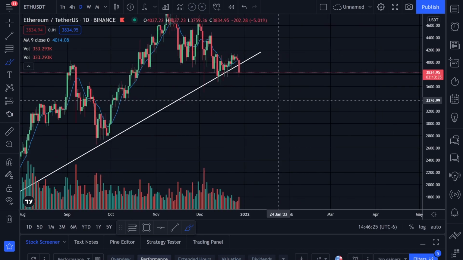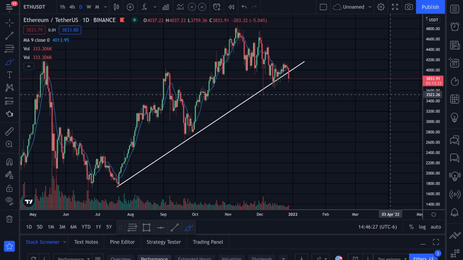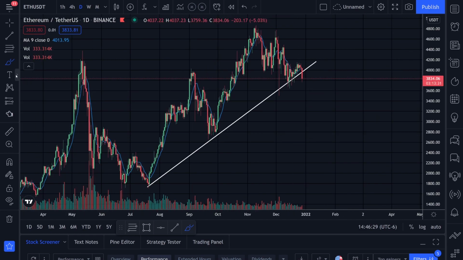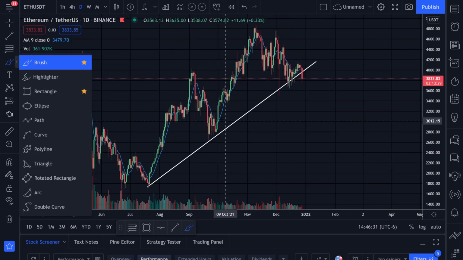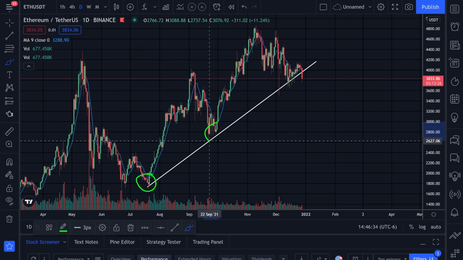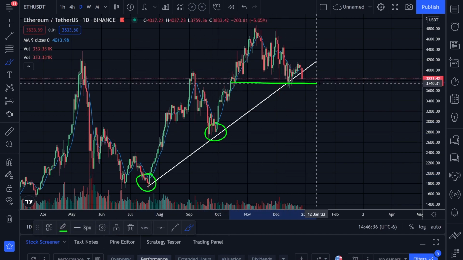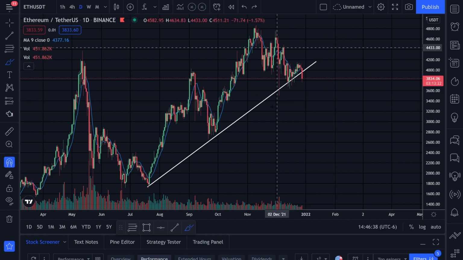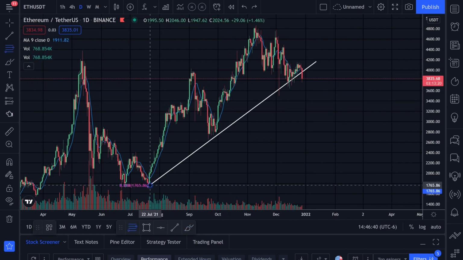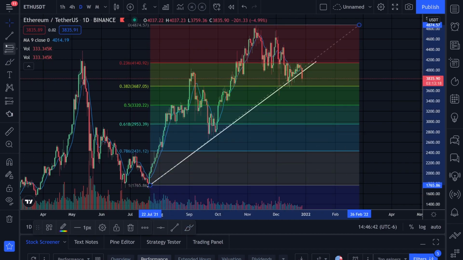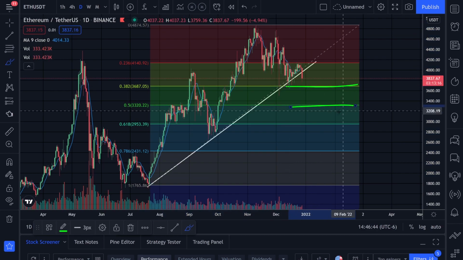And I think the next levels that I'm looking at, there's two different things that I'm possibly looking at. Or three different things actually. We have the support levels right here. We have one kind of right here as well. And then we also have a Fibonacci retracement, something like this. And we can watch these levels.